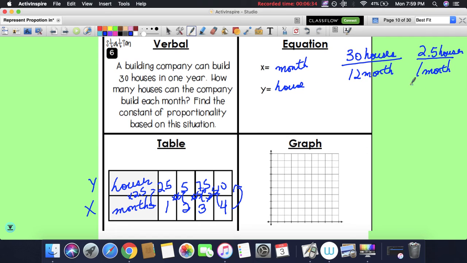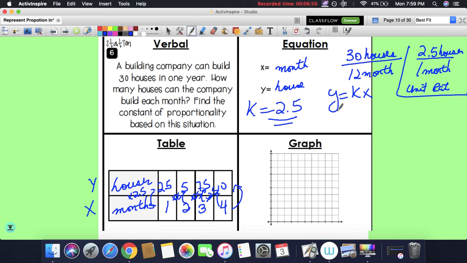So once I have my unit rate, let me write this unit rate over here. I know what K is, and K is the same thing as the unit rate, so K is 2.5. Can we write our equation? Yeah, well, I want you to use this. Y equals Kx. I just told you what K is, right? We just found out. So we're going to replace that K with 2.5 and X. Okay, so we start graphing.